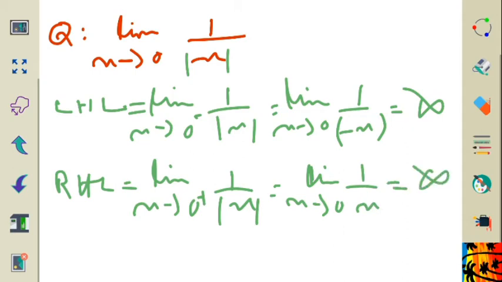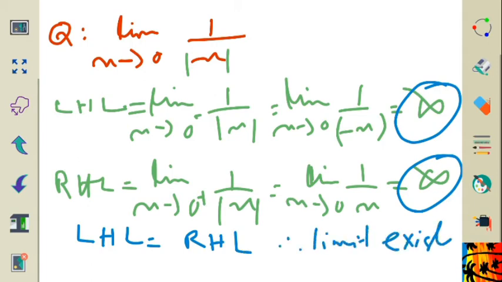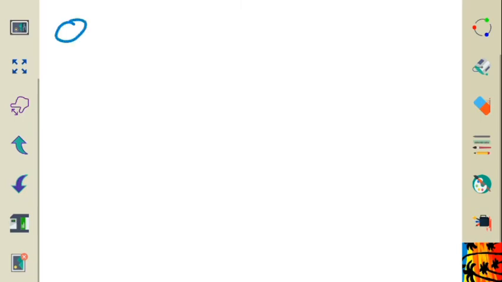So here you can easily see your LHL is equal to RHL, right? This infinity is also equal to this infinity. So LHL is equal to RHL, hence limit exists. Clear? And it is equal to infinity. Clear? So this is the special behavior of modulus functions. Clear? Next, another function, let me take an example. Suppose I will ask you limit x tends to 0, 1 by x.